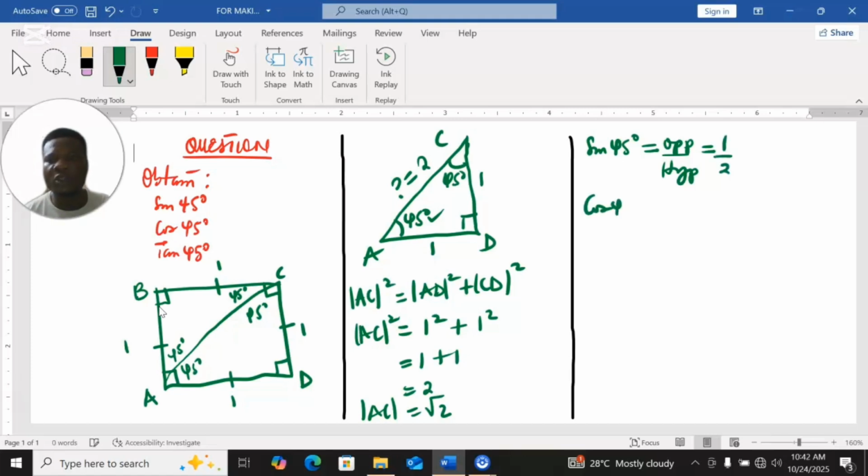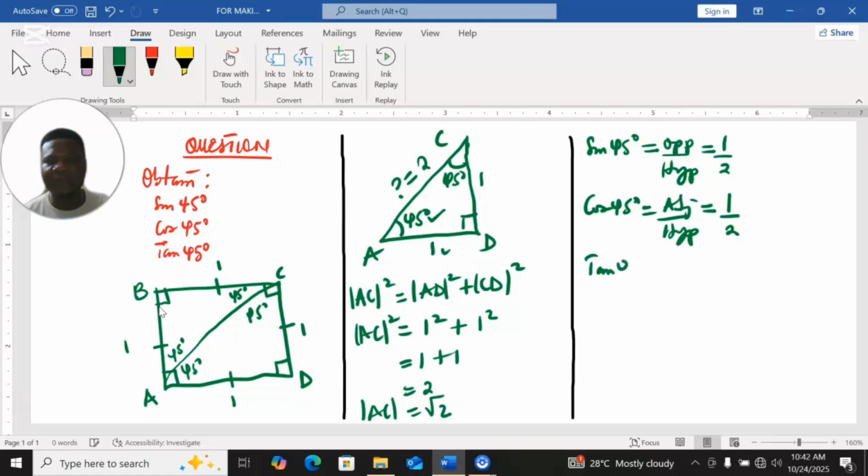Going over to cos 45 degrees, cos of an angle is adjacent over hypotenuse. Now, if we still make reference to this angle 45 degrees here, it means that we would have adjacent as 1, which is this, and hypotenuse remains root 2. So it means cos 45 degrees is the same as sine 45 degrees, which is 1 over root 2.